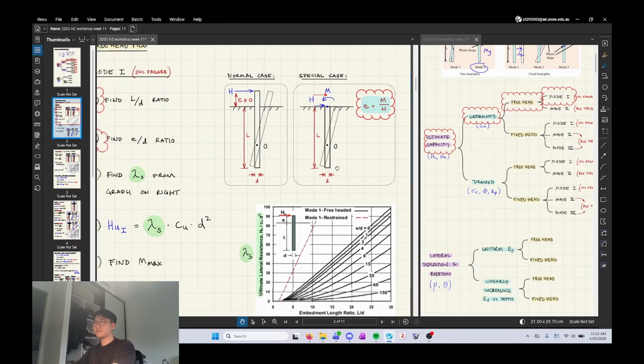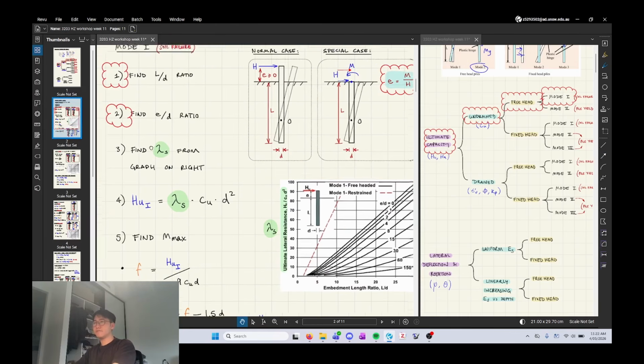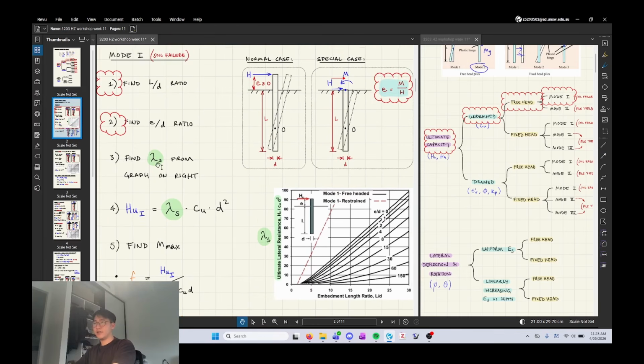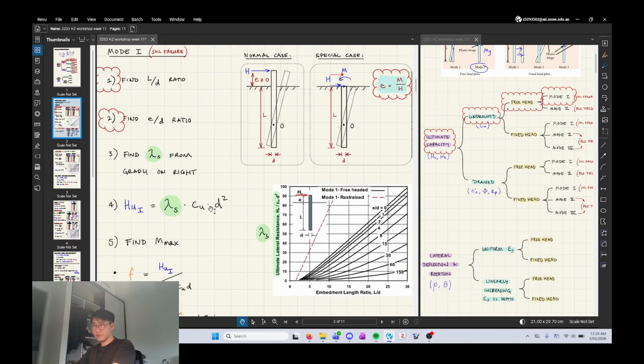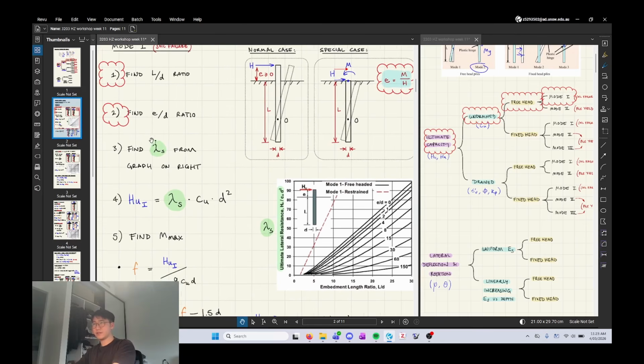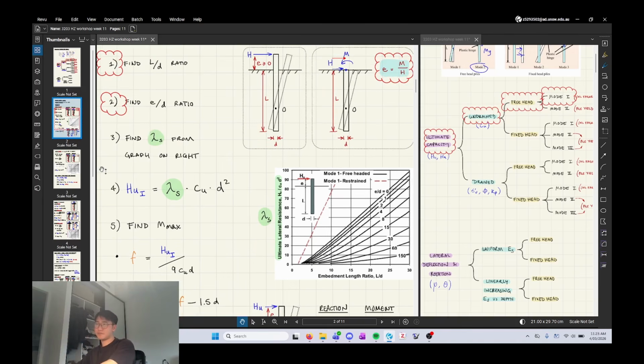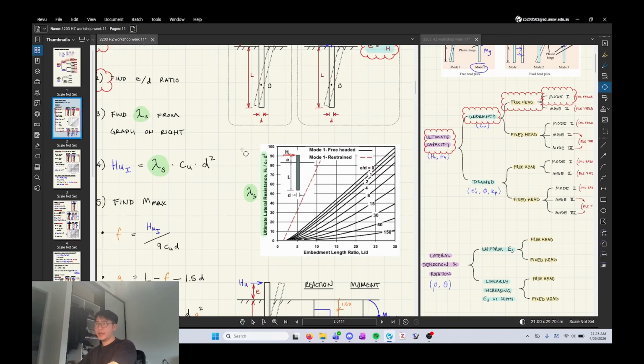Yeah, that's the idea. Then you basically want to find this lambda s value from the graph on the right. To be honest, I don't know why it's called lambda s. Sometimes it's inconsistent, because throughout these notes there'll be lambda s, lambda l, and sometimes it's not even named. So I just invented some names for them, but it will always be lambda something. The idea is we're finding lambda s, and that's from this graph.